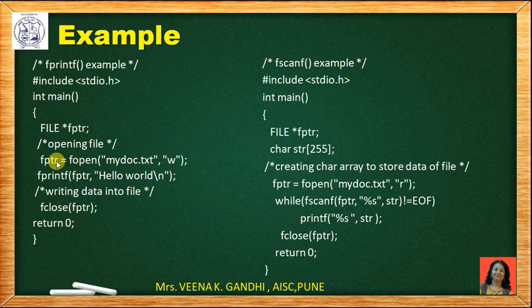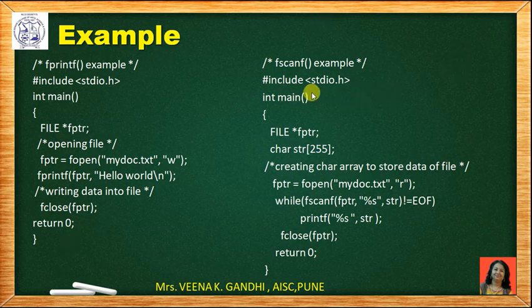Then it returns the file pointer. Then fprintf, use the file pointer and print the string hello world into the file. So we are writing hello world into the file. After that, close the file. fclose(fptr), return 0.